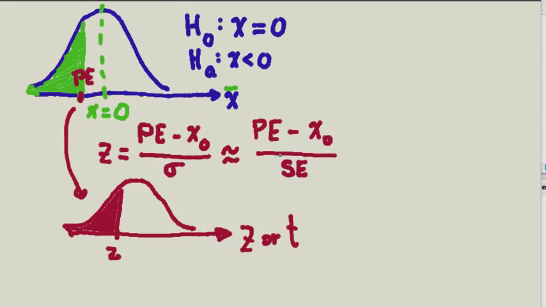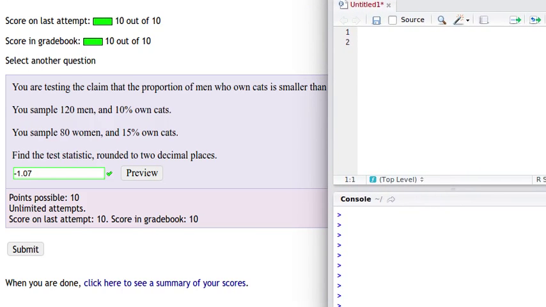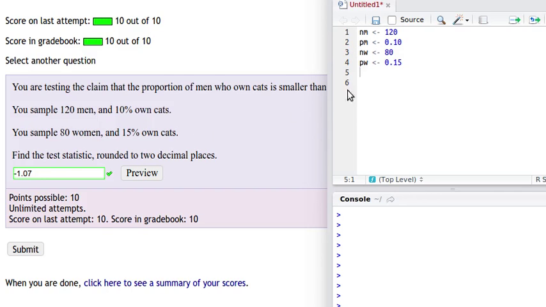One of the tricks is that you've got to find out how to calculate this standard deviation, or rather this standard error. So let's bring our studio in here so that we can do some calculations quick and easy. The number of men is 120. They've already calculated the proportion of men of those 120 who have cats to be 10%. The number of women sampled was 80, and the proportion of the women who owned cats was 15%.